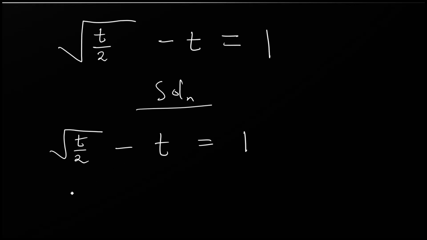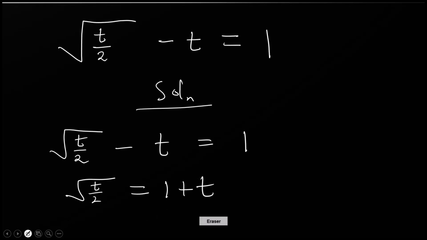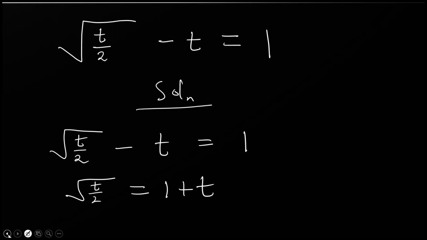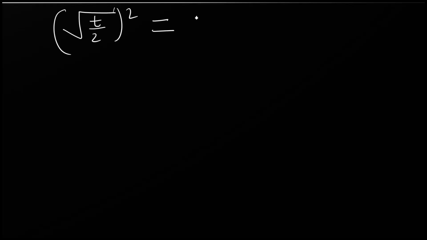The idea is to square both sides. Okay, so by doing that, this side will be t on 2 equals 1 plus t. So from here we can square both sides. That will be t on 2 all squared equals 1 plus t all squared.